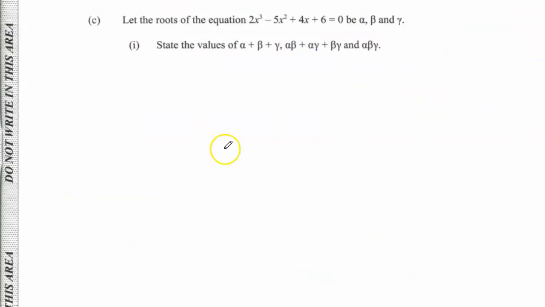So part C: let the roots of the cubic equation 2x cubed minus 5x squared plus 4x plus 6 equal to 0 be alpha, beta, and gamma. State the values of the sum of the roots, alpha plus beta plus gamma, and the sum of the roots is actually negative b. So let's call these a, b, c, and the constant d here, 6. So the sum of the roots is negative b over a.